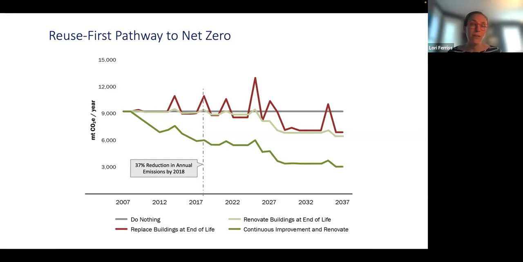So this is things like the low-hanging fruit, installing LED light bulbs, retro-commissioning, impacting user behavior, all of these strategies we can employ to reduce energy use. And that is the line that really gets us to net zero with a low amount of embodied carbon expended to get there.